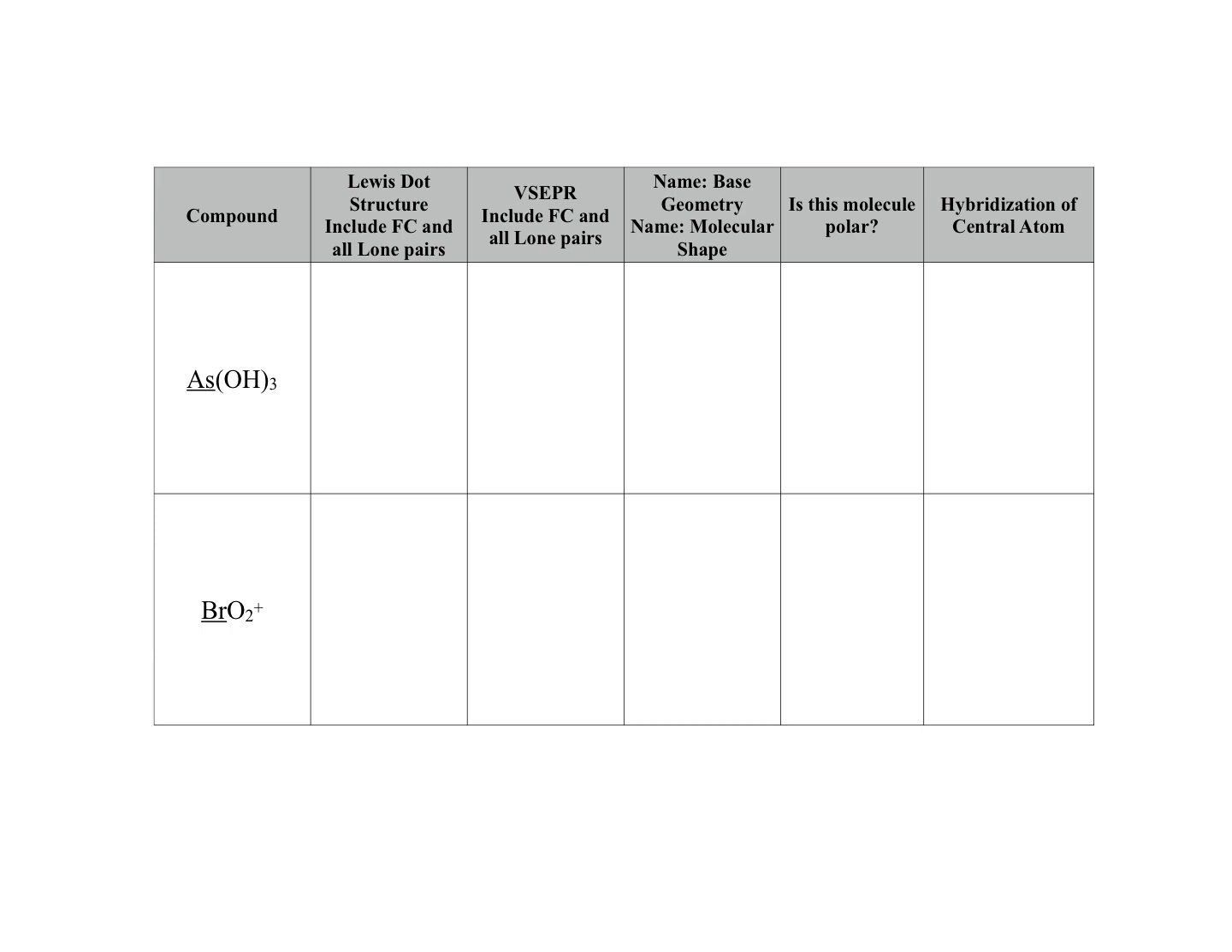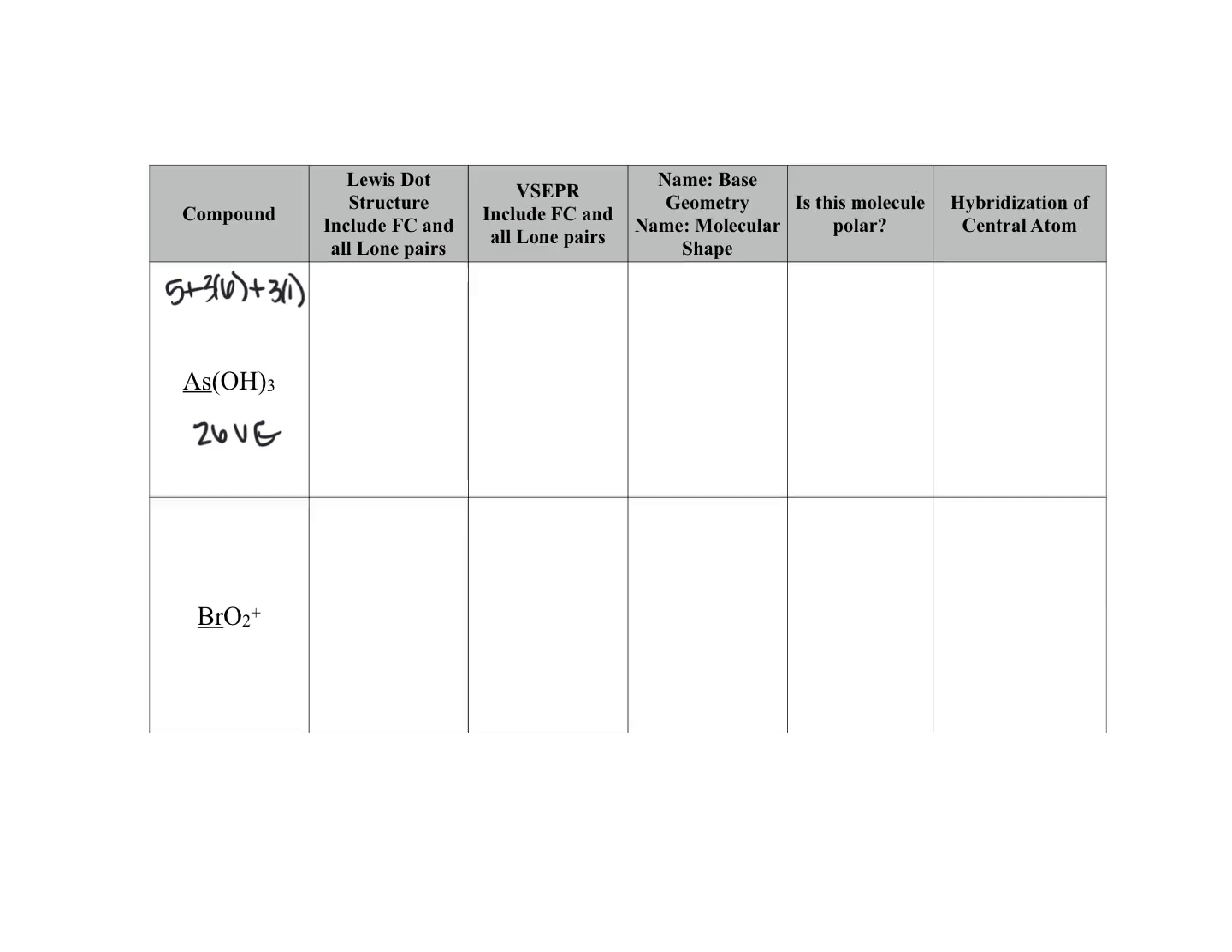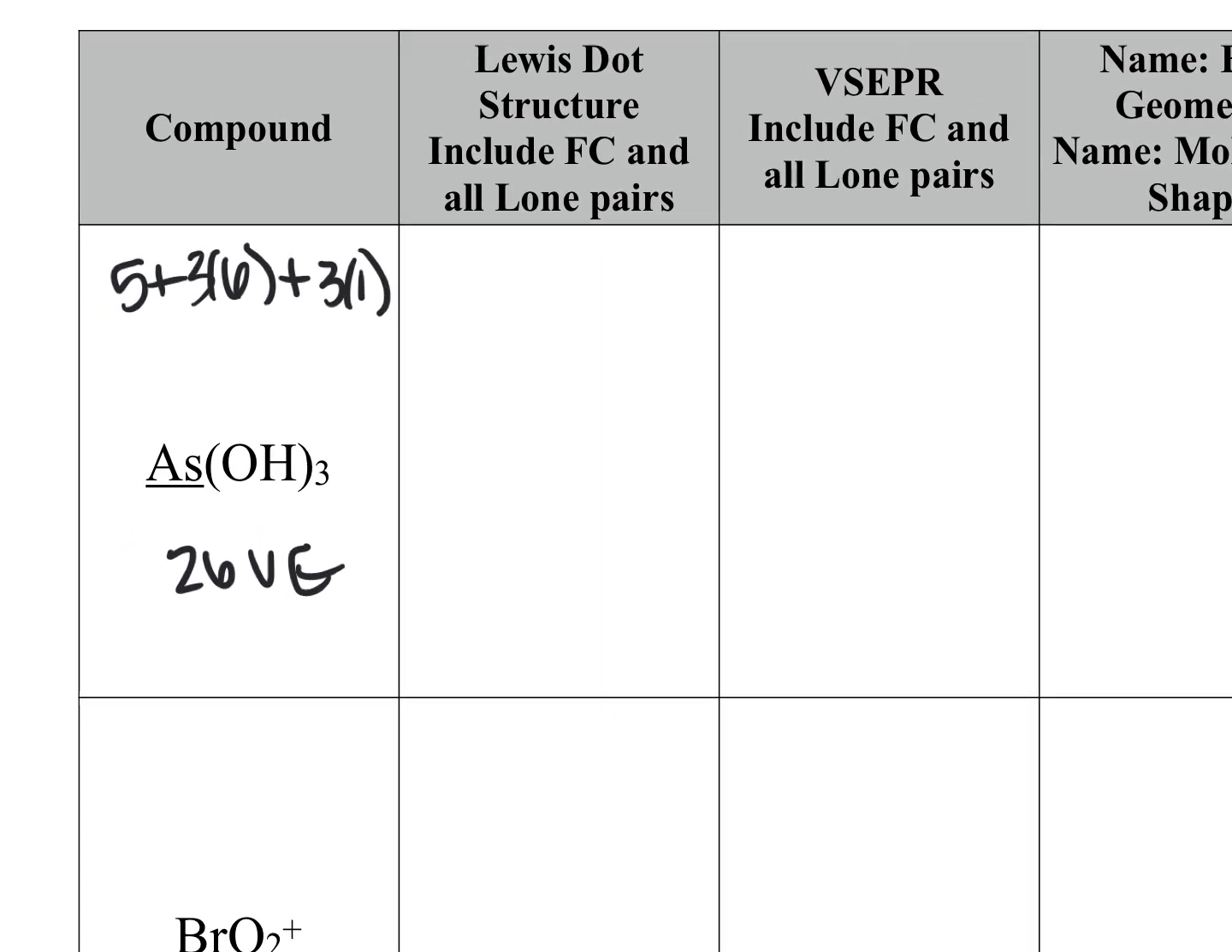In this case, we are going to start with arsenic hydroxide. So the number of valence electrons is 5, plus 3 times 6, plus 3 times 1. And so that equals 26 valence electrons. In this case, this problem is probably a little bit more difficult. I'm actually going to zoom in to give ourselves a little bit more space.